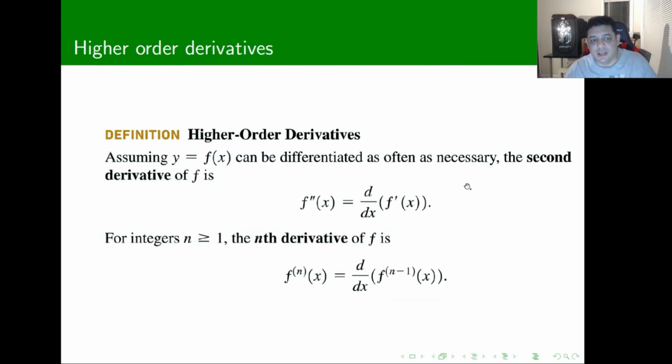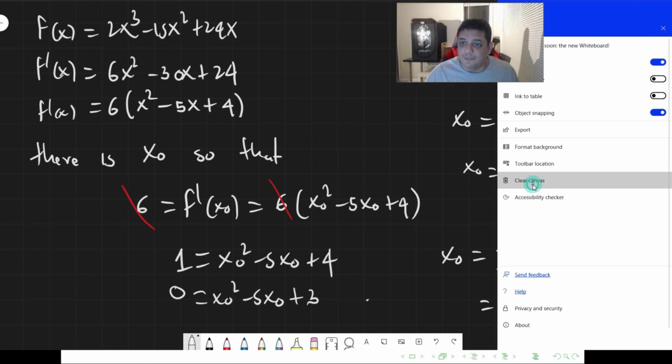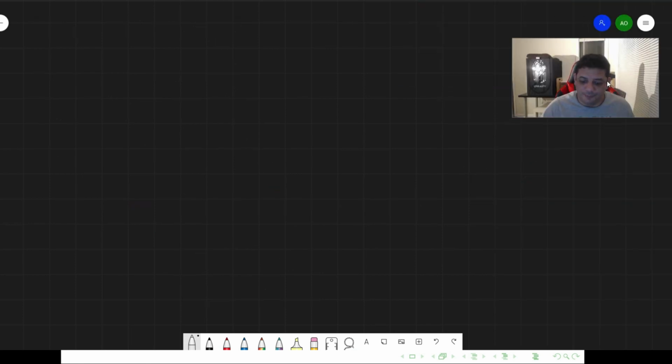Okay? Now, you can continue doing higher order derivatives. So you can take the derivative of the derivative, and that is going to be called the second derivative. Okay? And then you can take another derivative, that's going to be the third derivative, fourth derivative, fifth derivative. And in general, if you take the derivative of the n minus 1 derivative, that's going to be the n-th derivative of the function. Okay? And just to finalize here, let me give you a quick example of a function with multiple derivatives.